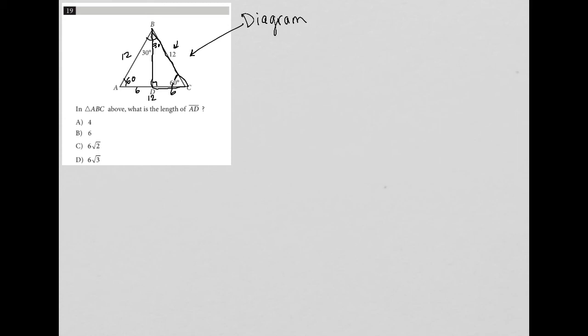So let's see what else we need to figure out. So the question says in triangle ABC above, what is the length of AD? Oh, well, we just found it. It's 6. Finished.